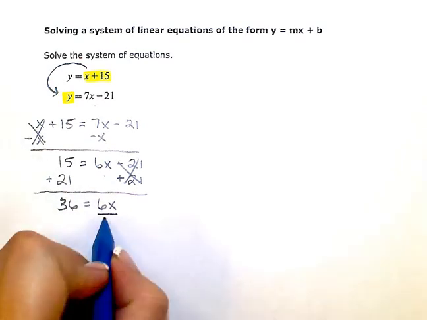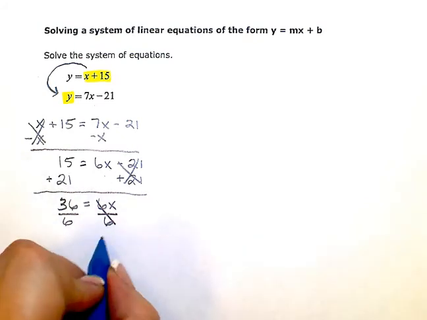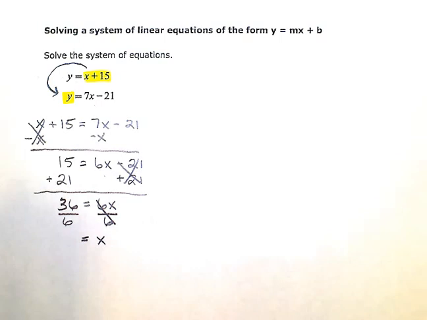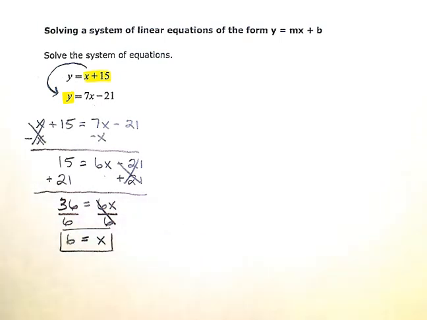Last step, divide both sides by 6 to eliminate my coefficient there. So x will be equal to 36 divided by 6, which is 6. So I have the x value of my solution here.